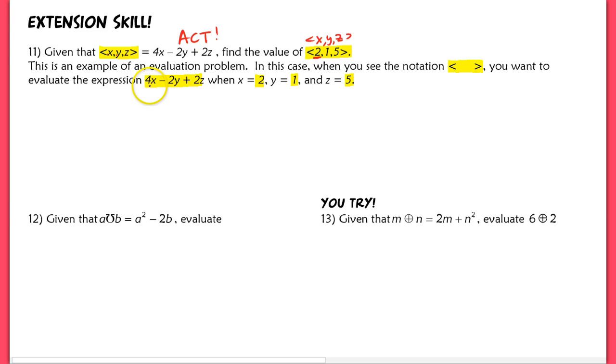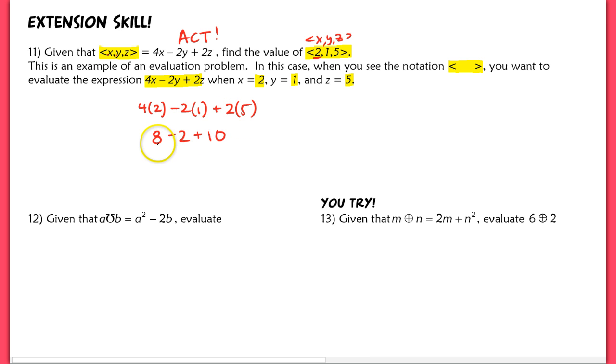So we take 4 and we're going to multiply that by 2. We take our negative 2 here, and we're going to multiply that by the y value, which is 1. Then we're going to add 2 times z. Z is this value 5. So now we're just going to evaluate this. We have 4 times 2, which is 8, minus 2 times 1, which is negative 2. 2 times 5 gives me a positive 10.